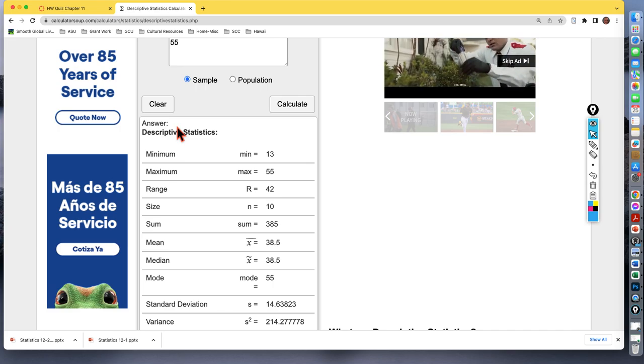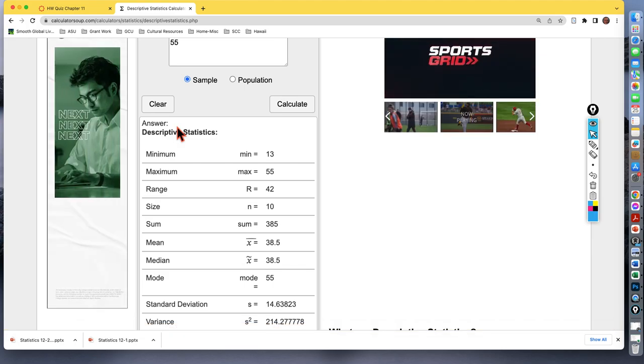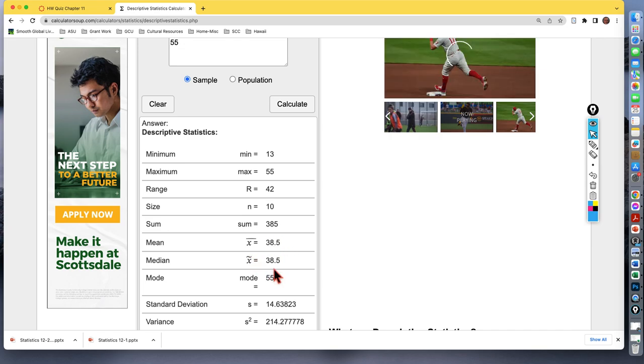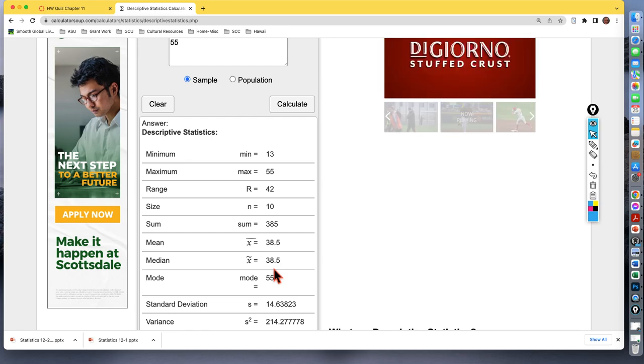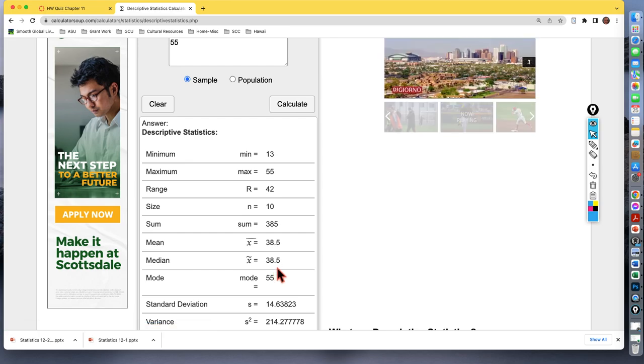Median, that's going to be the number that's in the middle. To get the median, you line up the data in order from smallest to largest, and you get the middle piece. If there's 10 pieces, there's 5 below, 5 above, so to get the median, you actually have to go halfway between. But again, this is going to calculate the median for you. It ends up being also 38.5.